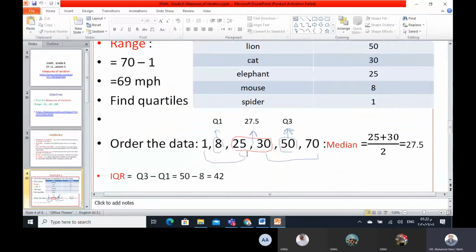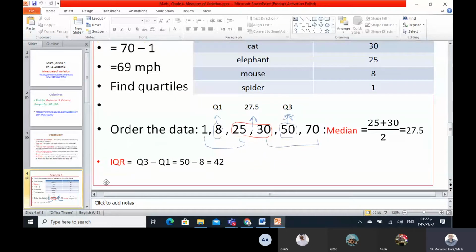When you find the median, you see we have two equal sets: the first set and the second set. Here we have 1, 8, and 25. The number in the middle will be the first quartile. And here we have 30, 50, and 70. The number in the middle is the third quartile. So now Q1 will be 8, Q3 will be 50.